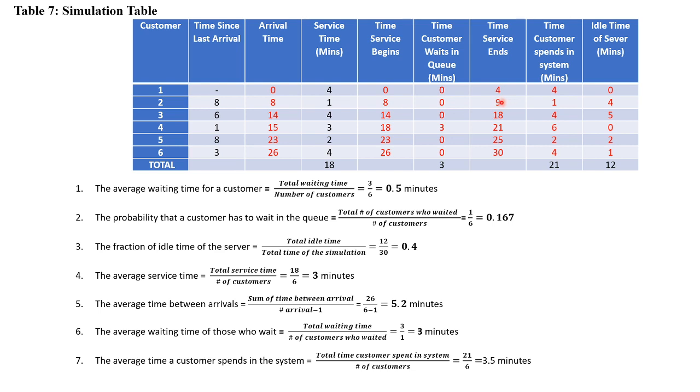Then the time the customer spends in the system is going to be 1. That is 1 minute. He came in at time 8 and he was instantly attended to, in 1 minute. So that is 1.